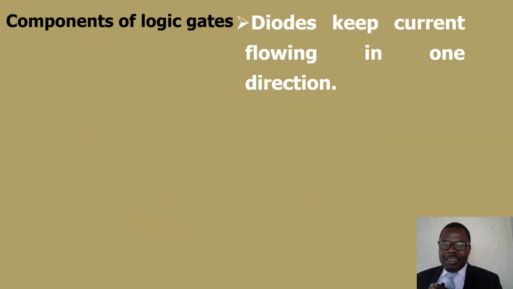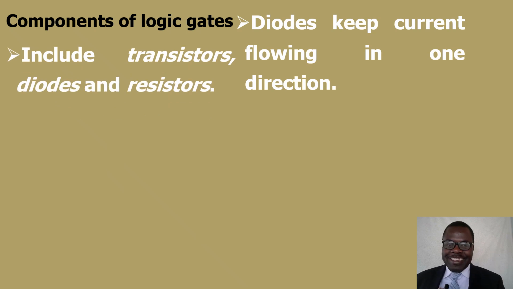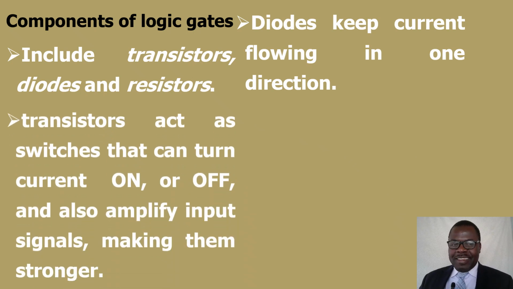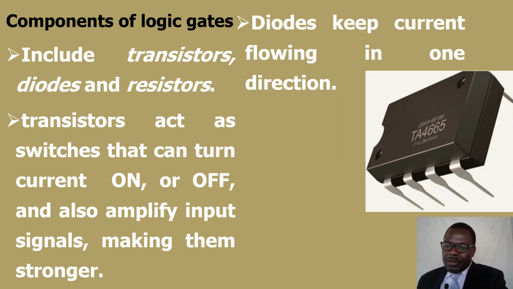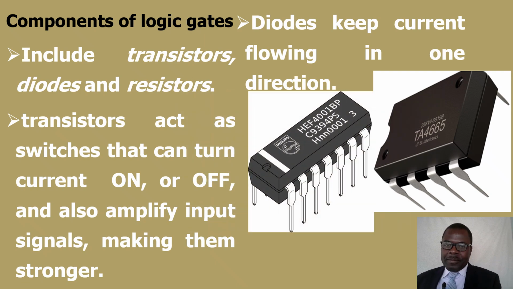What are the components of a logic gate? Logic gates are made up of transistors, diodes, and resistors. Transistors act as switches that can turn current on and off, and they also amplify input signals, making them stronger. Then we also have diodes, which keep current flowing in one direction.